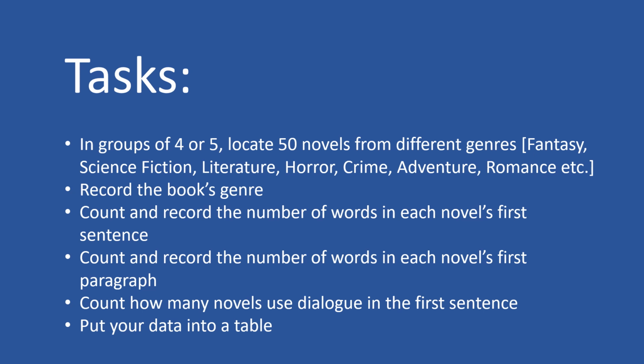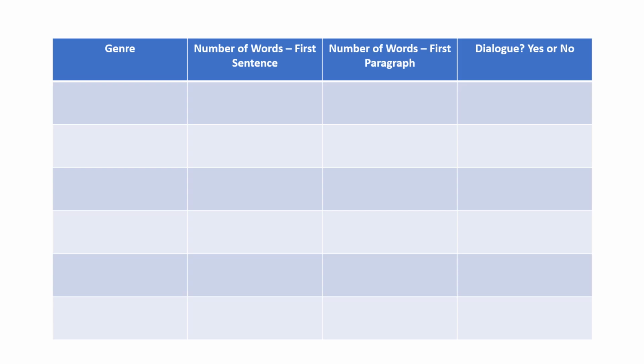In your groups, you're going to be looking for novels from a different genre, pulling each one off the shelf, and you're going to count the number of words in the first sentence, the number of words in the first paragraph, and tick yes or no: is there any dialogue? Are any characters speaking directly in that first paragraph? You're going to put your information into a table, which is on the next slide of this PowerPoint.